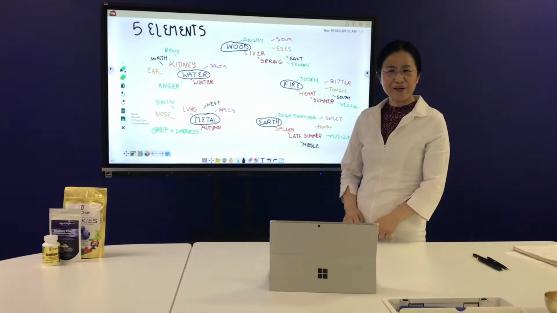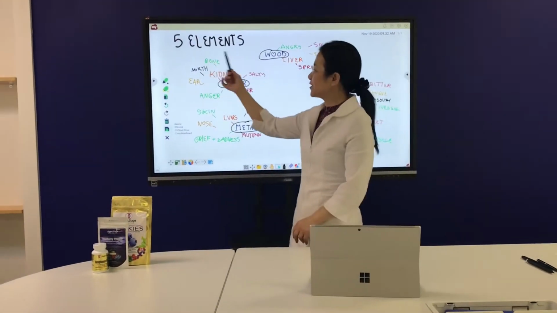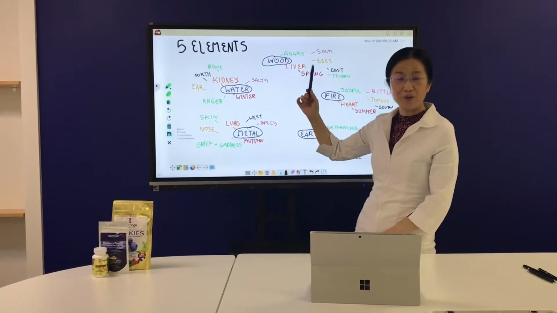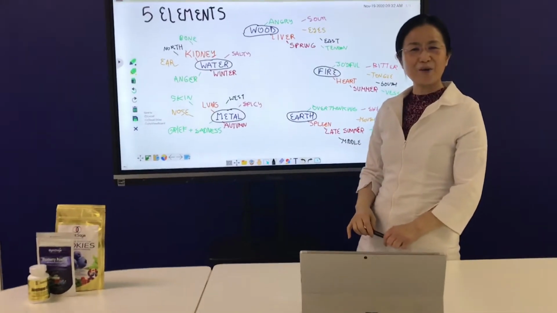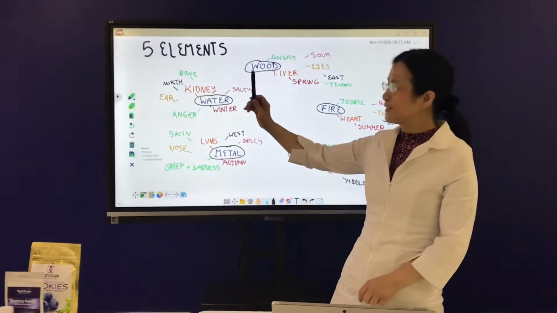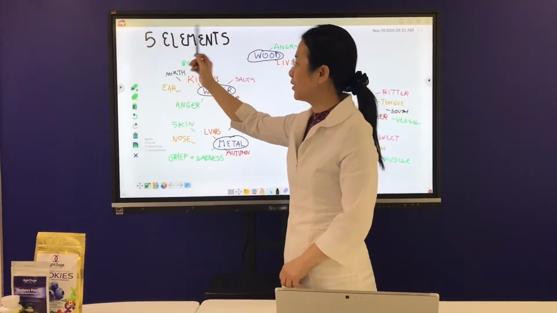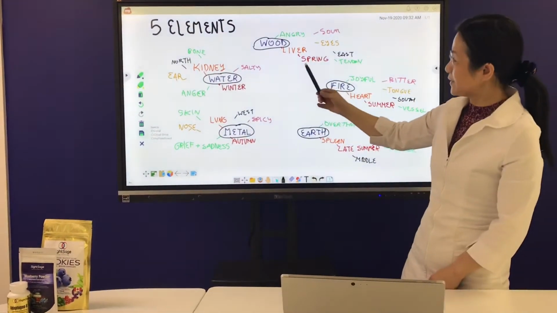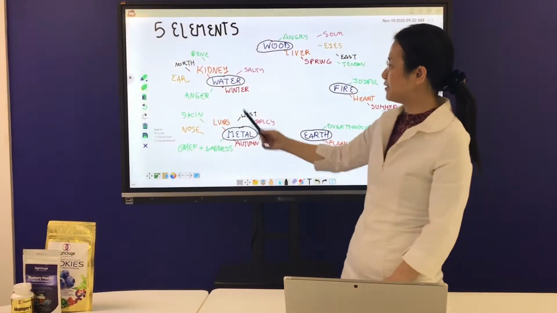Today I want to introduce the five elements. This is the fundamental of TCM theory, but it originally came from Chinese philosophy. They thought all the things on the earth could be divided into these five elements. Everything could belong to or be put into these five elements: wood, fire, earth, metal, water.